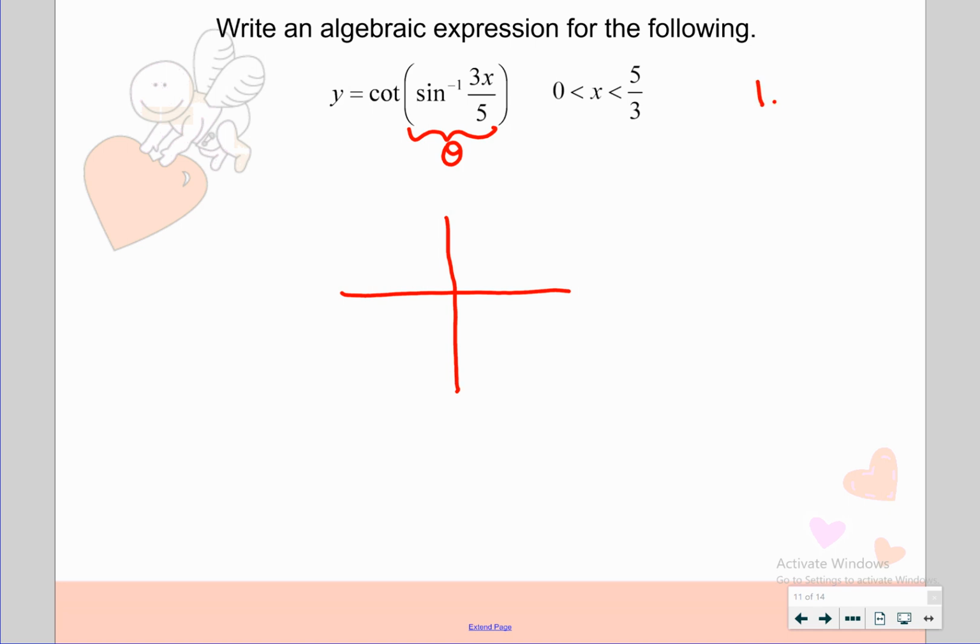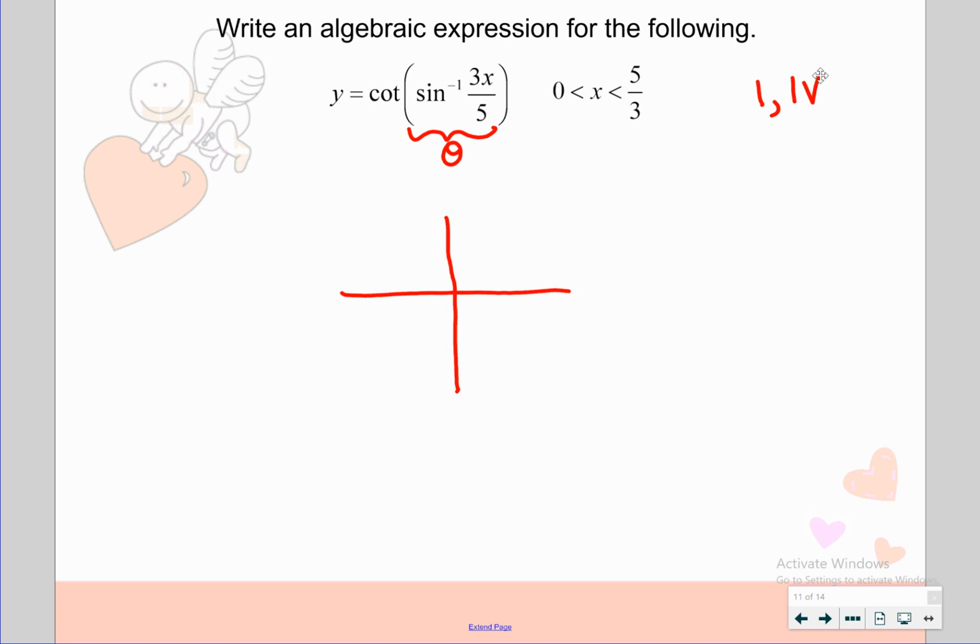One and, what did you say? Not two. 1 and 4 is inverse sine. Yep. Oh, cotangent is going to be 1 and 2. Okay. 1 and 4.